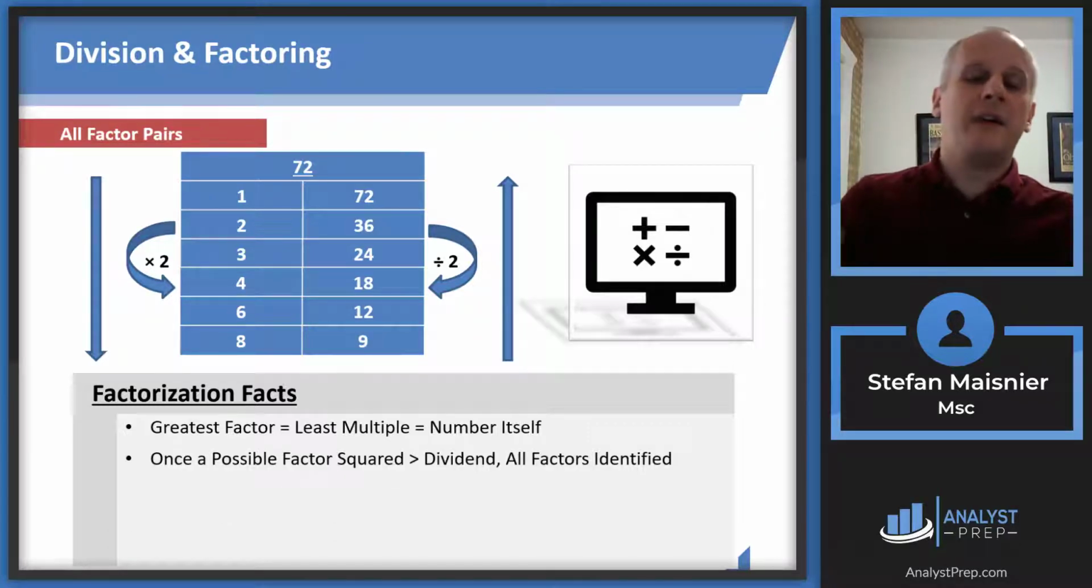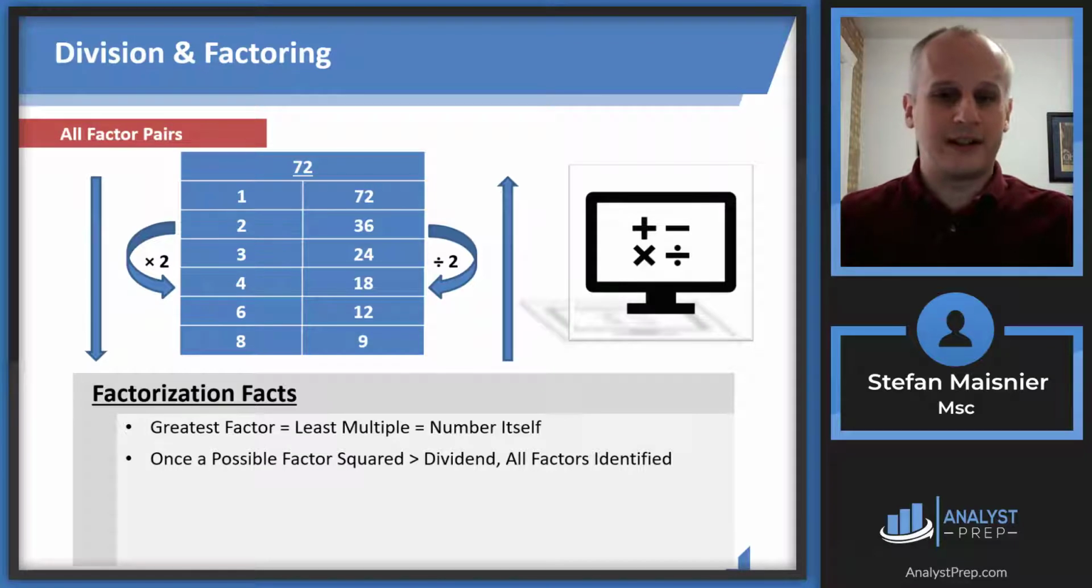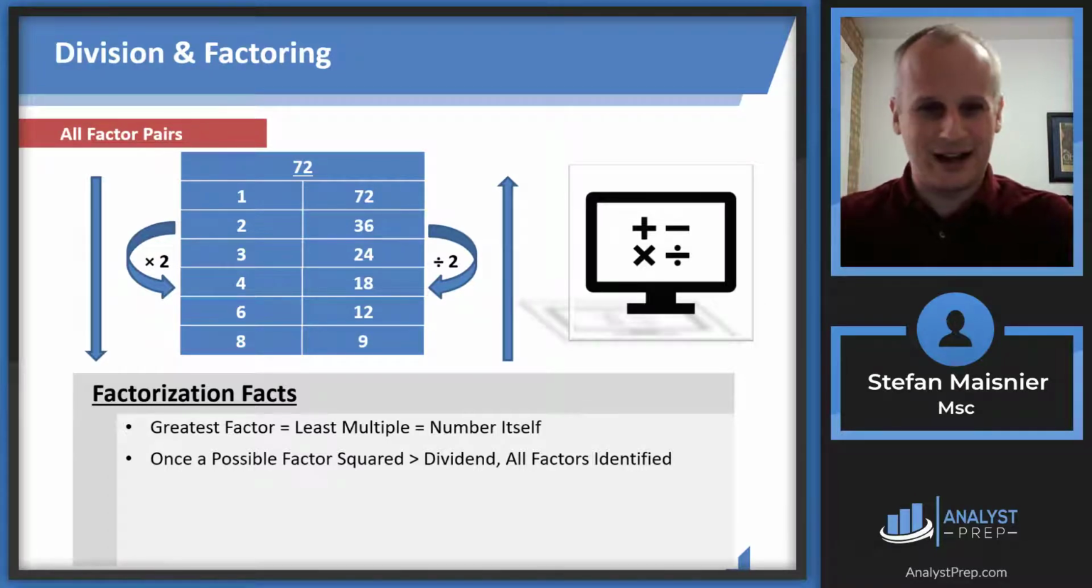Now, a neat little trick that can help you decide if something is prime or if we've finished all of the factors is that once a possible factor squared is greater than the dividend, all factors have been identified. So what that means is we got to 8, right, in 72. And obviously we see with 9 that we've gotten to the other side, so we wouldn't really have to test it on this specific factorization chart.